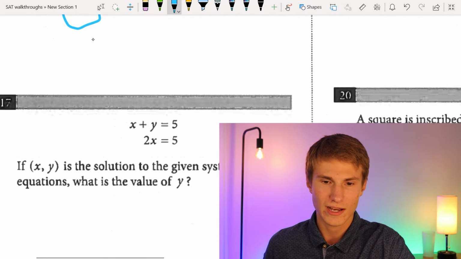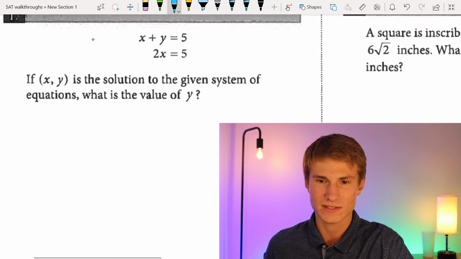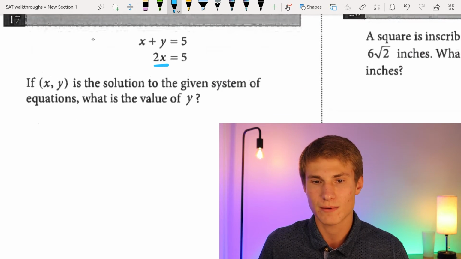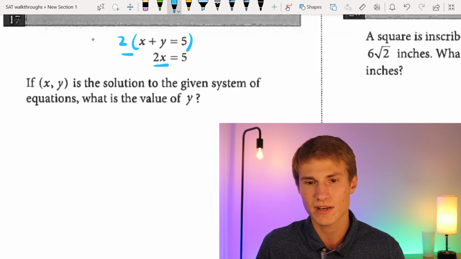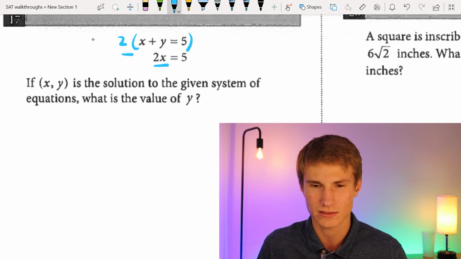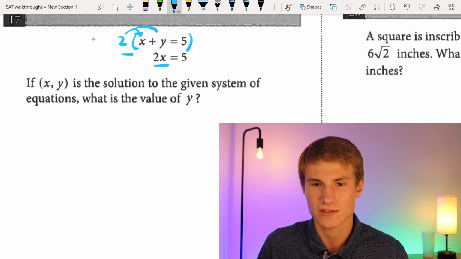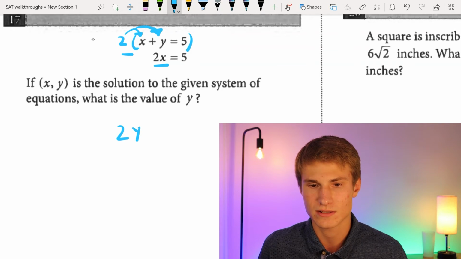Number 17, if (x, y) is the solution to the given equations above, what is the value of y? I've got 2x in my bottom equation, so I'm going to multiply my top equation by 2x and then subtract my bottom equation from it. That's going to isolate y, allow me to solve it really easily. So I'm going to have 2x minus 2x, my x's will cancel. Then I'll have 2y minus no y, so I'll just have 2y. Then I'll have 2 times 5, which is 10.